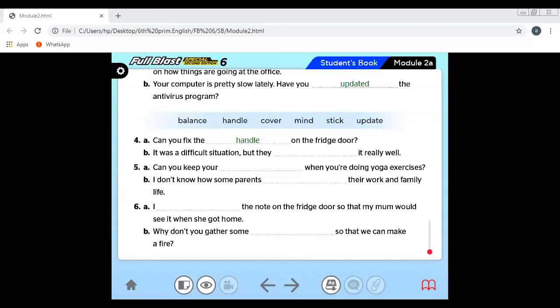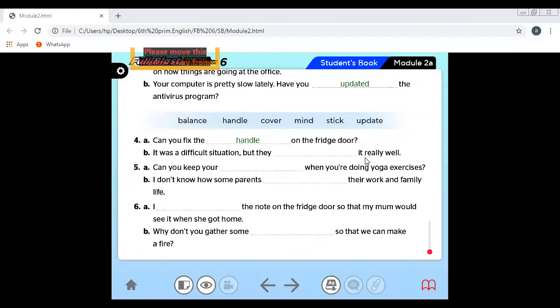I want to choose Malak Amr Muhammad. Yes, answer, Malak. It was a difficult situation, but they handled it. Handled it or have handled. You can write have handled or handled. They are the same. It means they dealt with it. Okay? It's a verb here. Let's go to number 5.